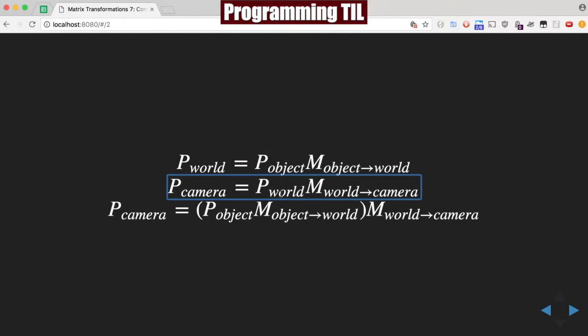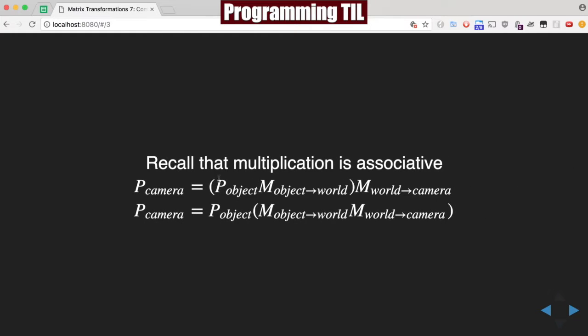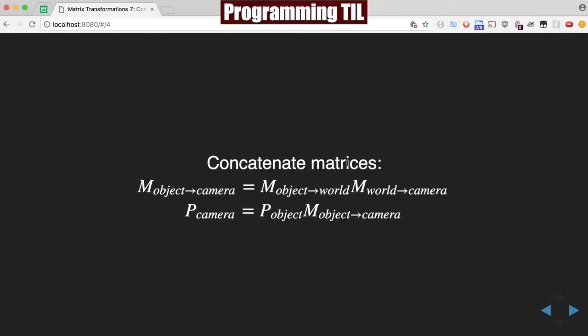equation up here into the second equation, which gives you this third equation where the position of the camera is the position of the object with the transformation from object to world space and the world space to camera space. Well, matrices are associative for multiplication, so we can move these parentheses over and you end up with this equation here. So you have these two, and you could also see that you can concatenate matrices.